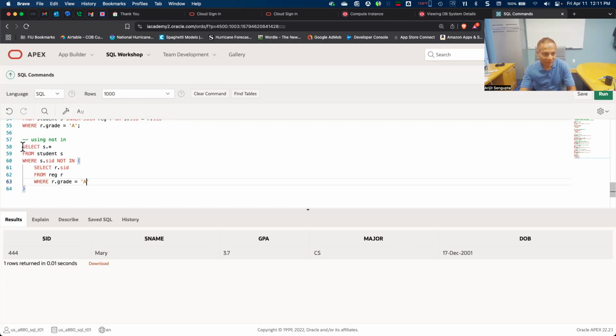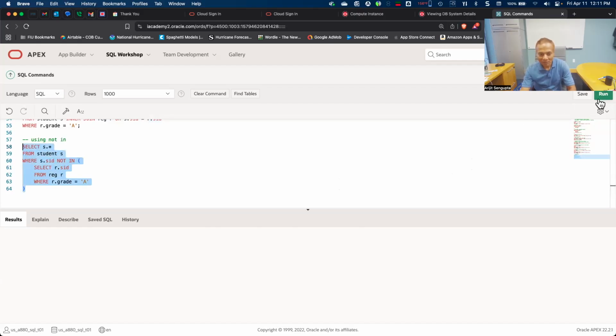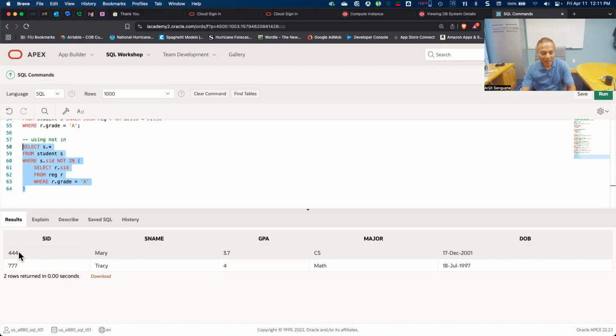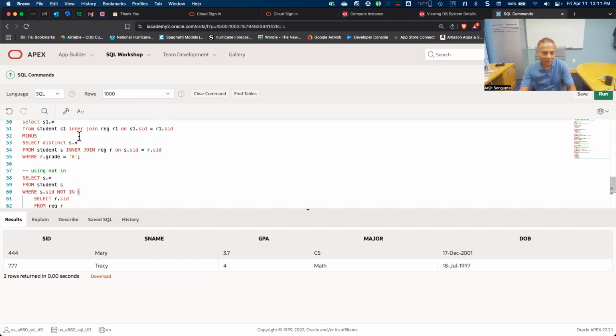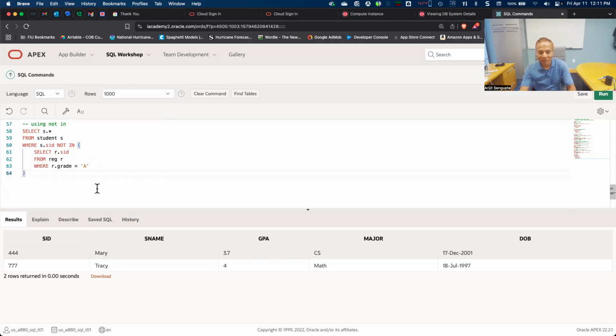So it's basically finding all the students where the IDs don't appear, any of the IDs in the registration where the grade is A. And this will give you, again, as you can see, Tracy shows up because, as I said, Tracy is the default result. And you can do the same thing. You can just have another inner join outside to take care of the default. Not exists works the same way.